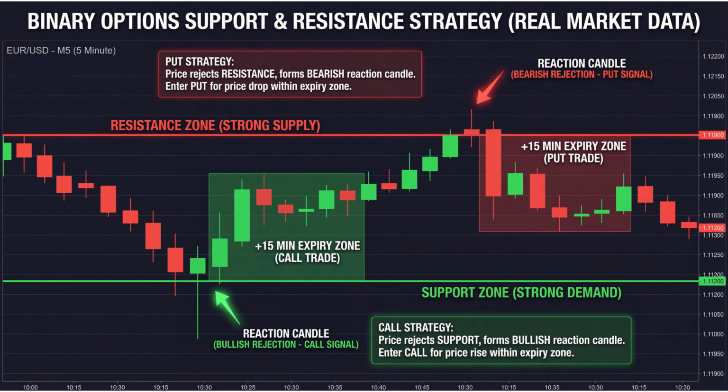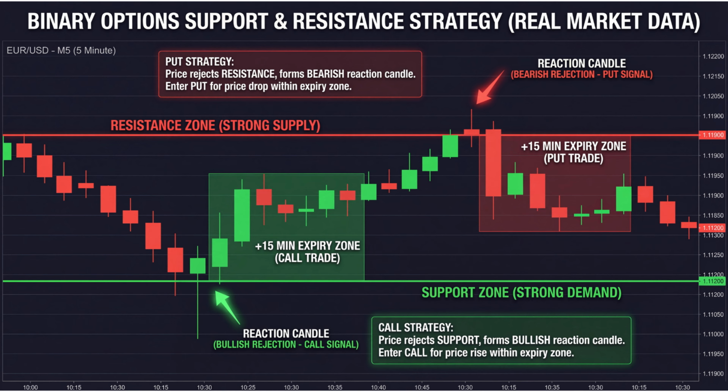At that moment, a call trade is placed, expecting price to move higher, with a recommended expiry of around 15 minutes, as shown in the green expiry zone. On the other side, the red zone at the top represents strong resistance, where selling pressure is high. When price moves up into this resistance and forms a bearish reaction candle, it signals rejection of higher prices. This is the confirmation to enter a put trade, expecting price to fall within the expiry window.